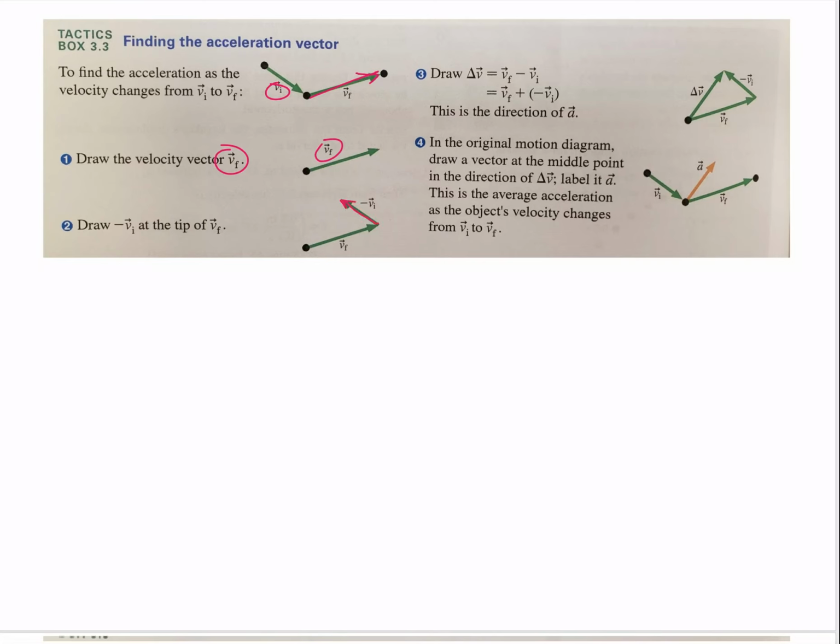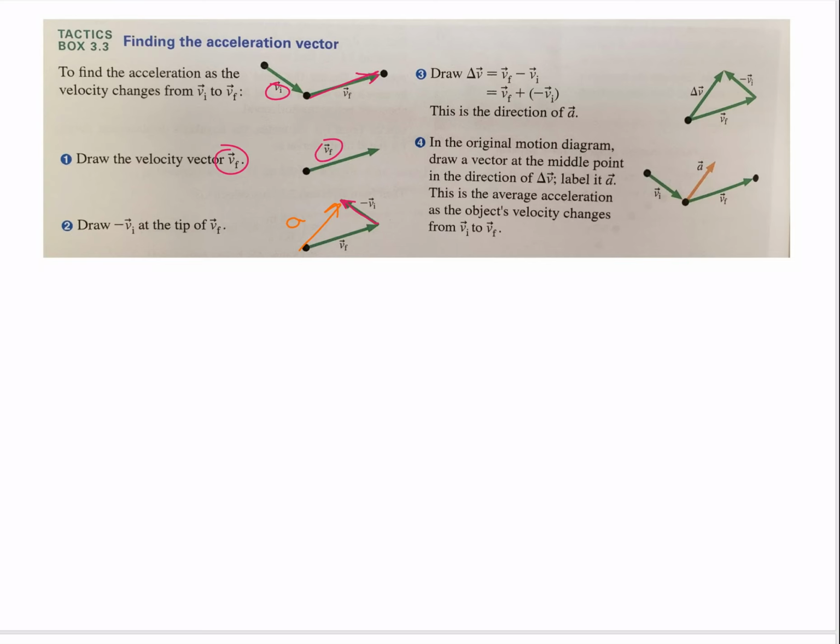The acceleration vector that pulls the final velocity vector in the direction that it's going is this one, that would give us the resultant if I added those two vectors together. That is your acceleration vector right there. So it might not be the right magnitude, but it is the right direction of the acceleration vector. So that's how you would find your acceleration vector.